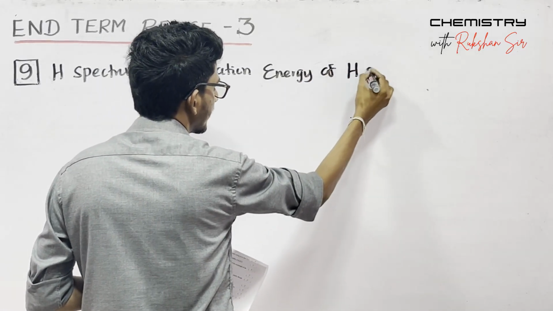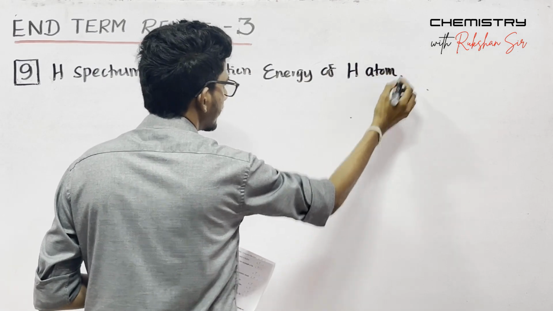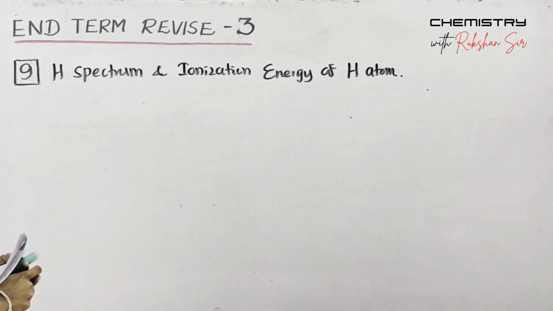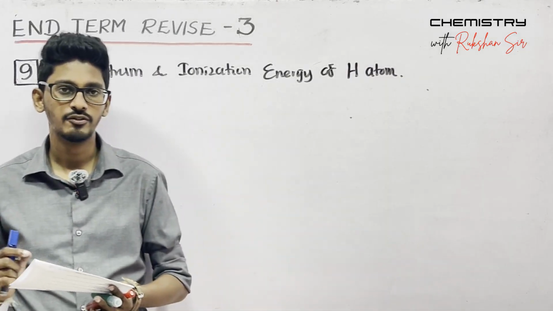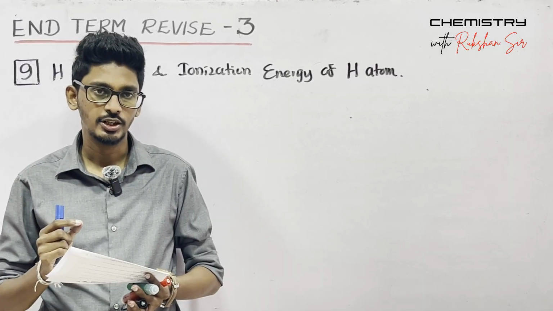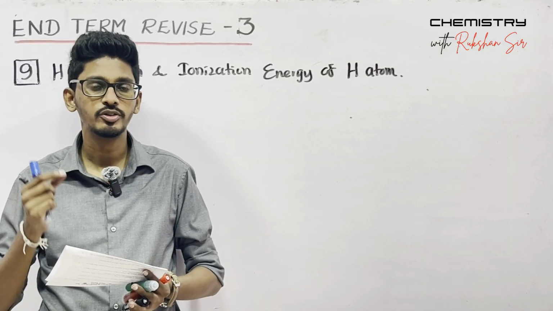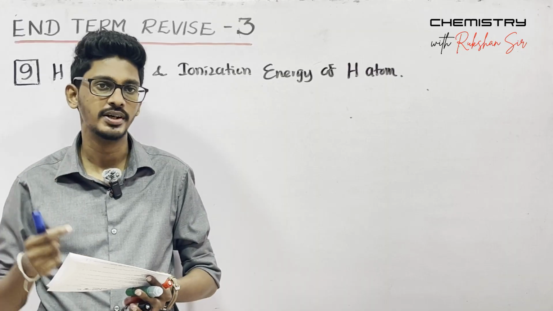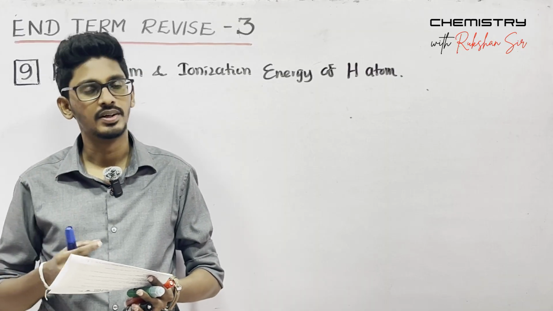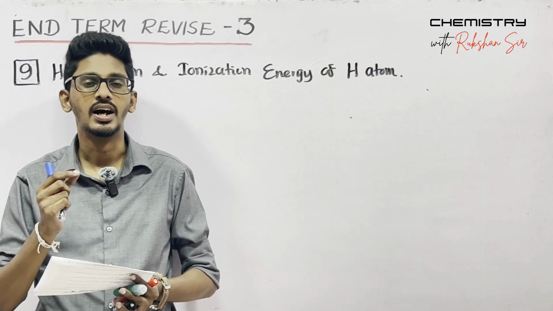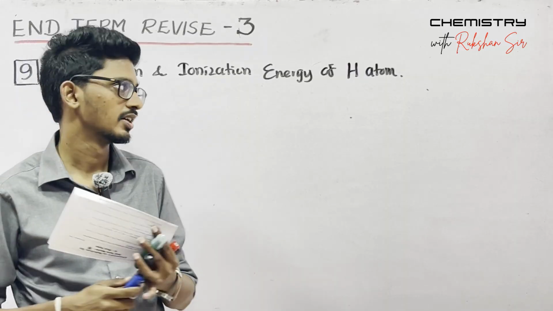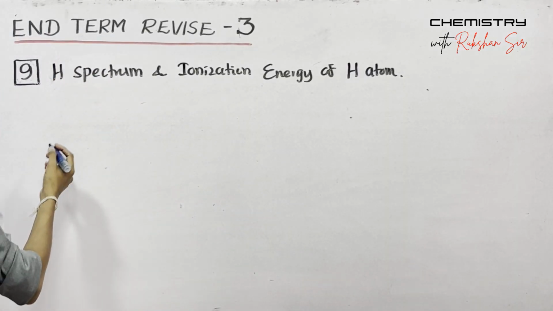Of hydrogen. Right. So ionization energy means the minimum energy needed for a gaseous atom to release its most loosely bound electron to form a gaseous 1+ ion, right? That is what is meant by the ionization energy, right? So I'll write it here.